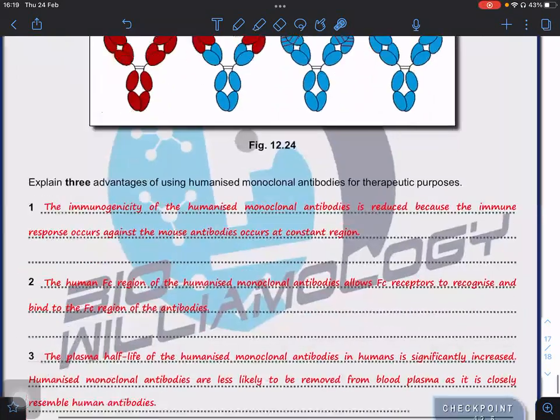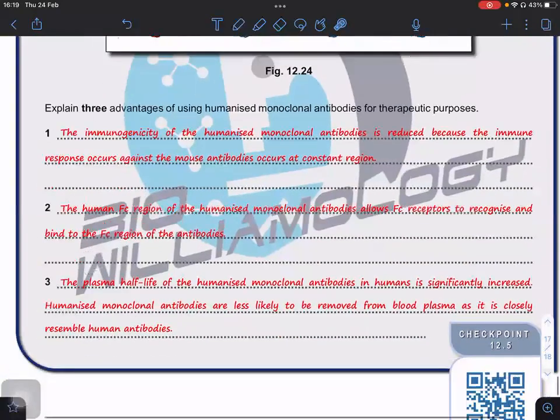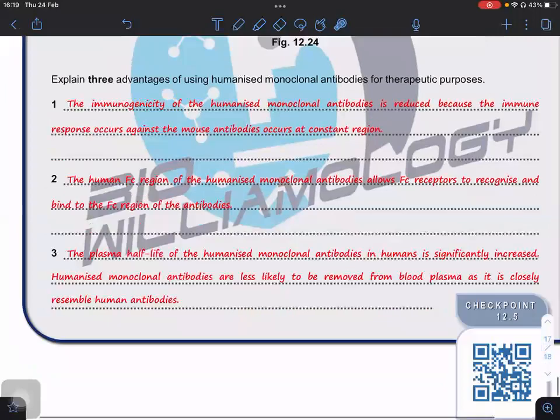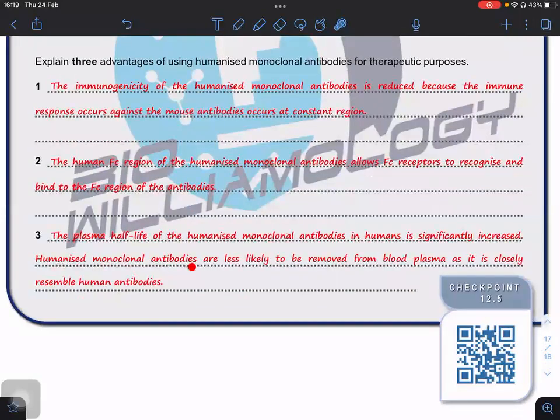Okay. Third, the plasma half-life of the humanized monoclonal antibody is significantly increased. Why? Because humanized monoclonal antibodies are less likely to be removed from blood plasma, as they closely resemble human antibodies. So basically, in this case, our immune system won't remove them much. So they remain in high concentration and continuously give us the therapeutic effects here.